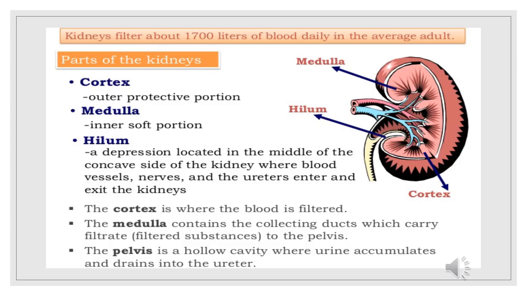The cortex is where the blood is filtered. The medulla contains the collecting ducts, which carry filtrate to the pelvis. The pelvis is a hollow cavity, where urine accumulates and drains into the ureter. The functional unit of the kidney is called a nephron. The nephron is located in the renal cortex, except for the loop of Henle, which descends into the renal medulla. There are over 1 million nephrons in each kidney.